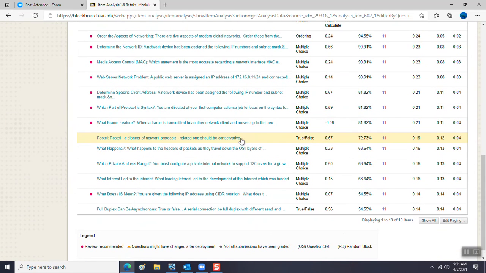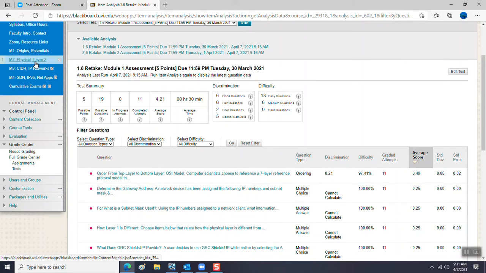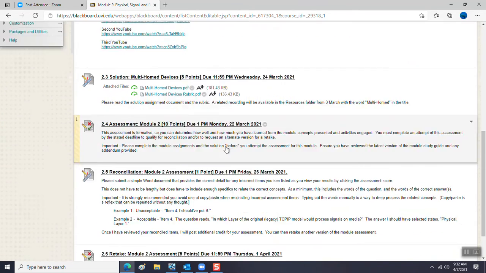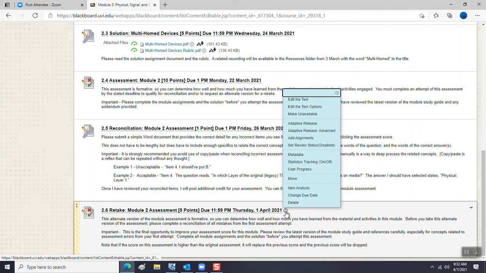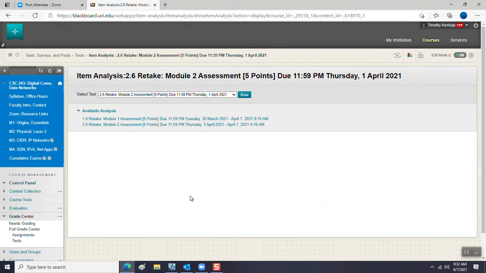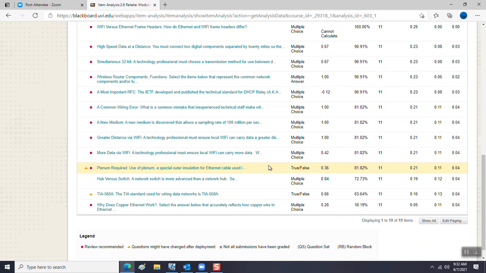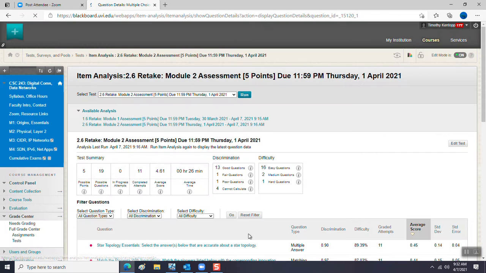All right, so we're going to take a look at this. That concludes our review of issues for questions on the retake. Now we're going to shift gears and go to the Module 2 retake assessment and look at the item analysis for this. There were only a couple of items. Student performance on the Module 2 retake was even higher, 4.6 out of a possible 5. We only had a couple of questions that were a challenge, multiple choice.